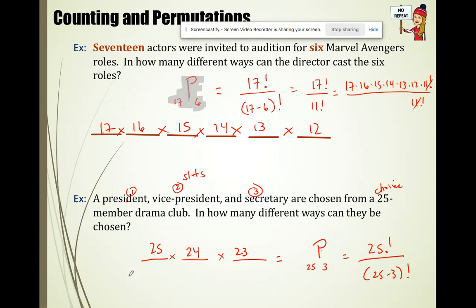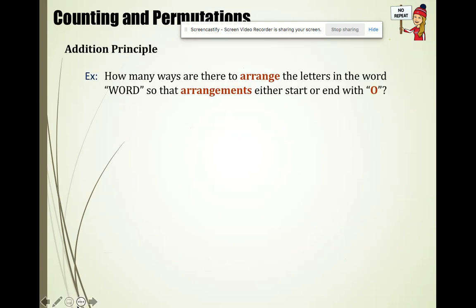Cool, right? All right, so we've done some counting, we've done some permutations, and we've done distinguishable permutations. Now let's talk about the addition principle. The addition principle just means more than one counting or permutation.